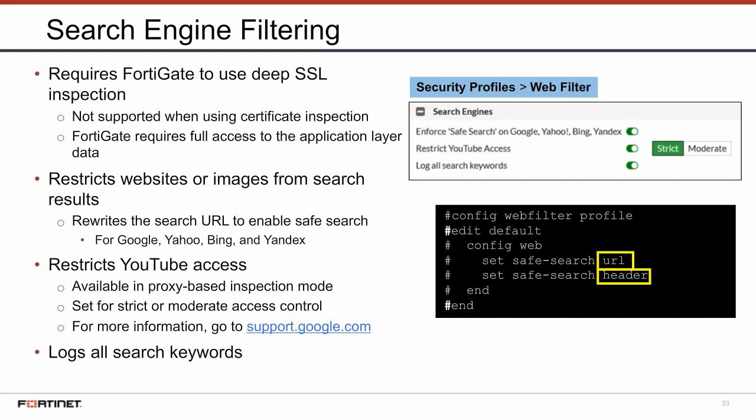When inspection mode is set to proxy-based, you can set strict or moderate access to YouTube in a web filter profile. For more information about strict and moderate access control, go to support.google.com. Only supported when using full SSL inspection because FortiGate requires access to the full header.